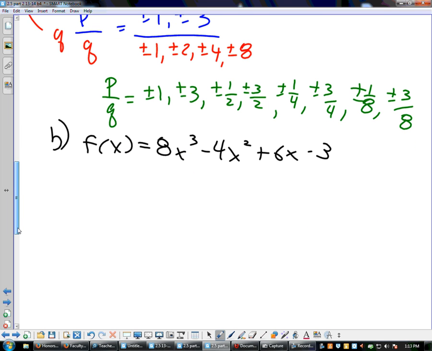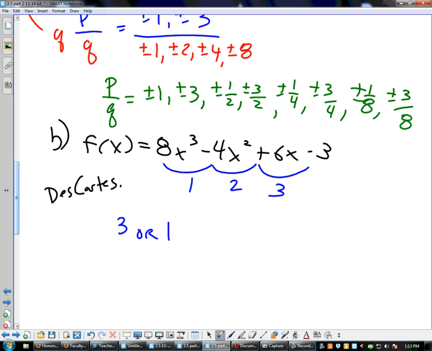And if we look at Descartes' rule of signs, we notice that there are two sign changes here, because it goes from positive to negative, then negative to positive, and then back to negative. So there are 3 or 1 positive real zeros. They may be rational or they may be irrational, but there are 3 or 1 of them.